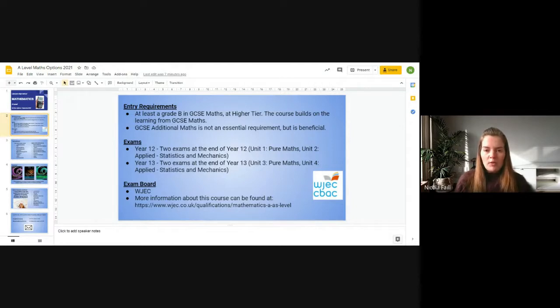The entry requirements to start the course of A-level maths at Lambourne, you need at least a grade B in GCSE maths at higher tier. The reason for that is because the course builds on the learning from GCSE maths, particularly the algebra content at higher tier GCSE. Okay, so at least a grade B, if not higher, in GCSE maths, and that needs to come from the higher tier course, just to ensure you've covered all the content required to access the A-level maths course.